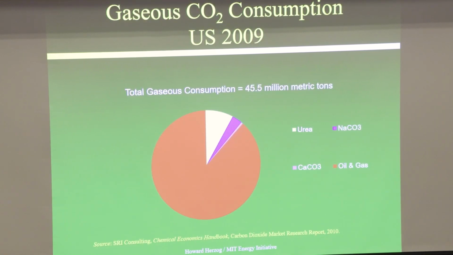The gaseous consumption, and most of the gas is from these natural wells, the things I showed you, the Bravo Dome, Sheep Mountain, and most of this is used for enhanced oil recovery, some for urea. Basically urea is made as a combination of ammonia plus CO2, and it's used for fertilizer. Sometimes you use ammonia directly for fertilizer, but sometimes you make urea, which is a little easier to apply.